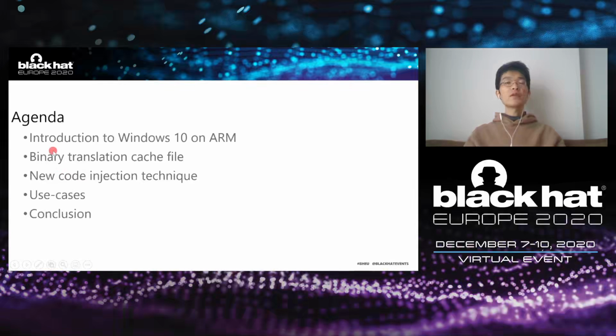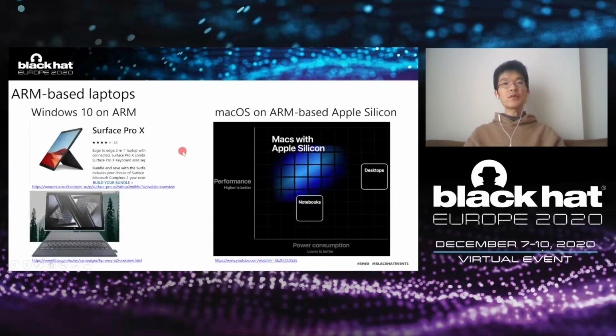Here is the outline of this talk. First, I introduce Windows 10 on ARM. Then I talk about binary translation cache file and its reverse engineering result. Then I talk about new code injection technique and its use cases. Then I conclude this talk and show some GitHub links to POC code and tools. So let's get into it.